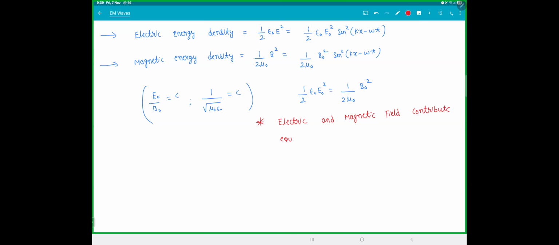This is also a JEE Mains question. Options were like, E is greater than B, less than B, equal to B, can't say, something like that.